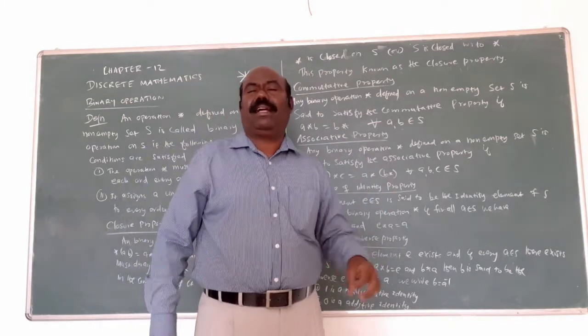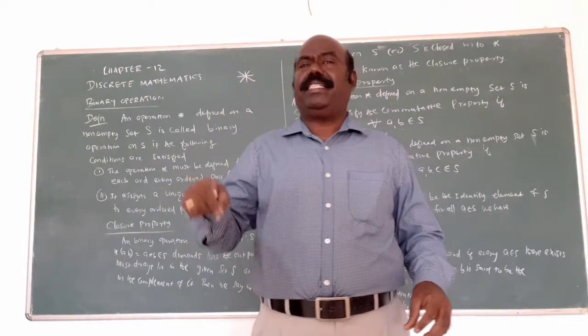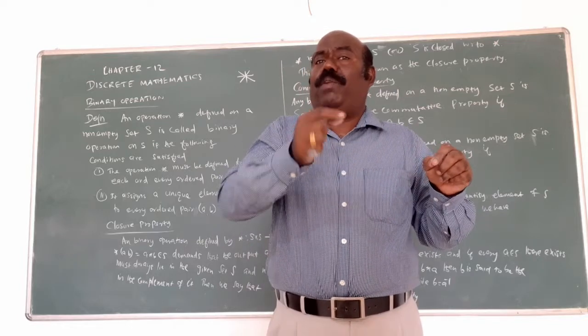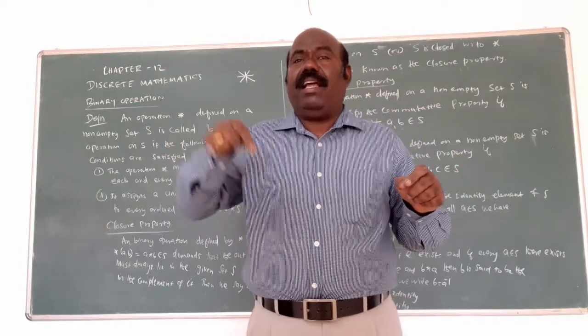For example, addition. In multiplication and addition, both are there. So 2 is there. For 2, which element will be added, so that after adding, we get again 2? That is 0.